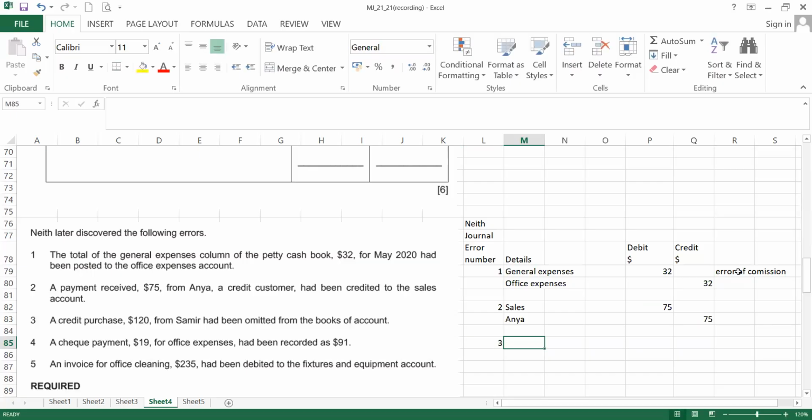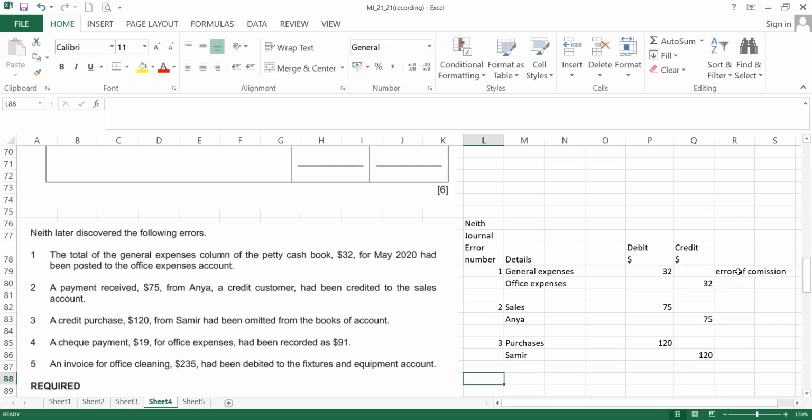Number 3, a credit purchase of 100 from Samir has been omitted. Omission. Put back the double entry: debit purchases, credit Samir. Samir is not giving the goods, so 120.